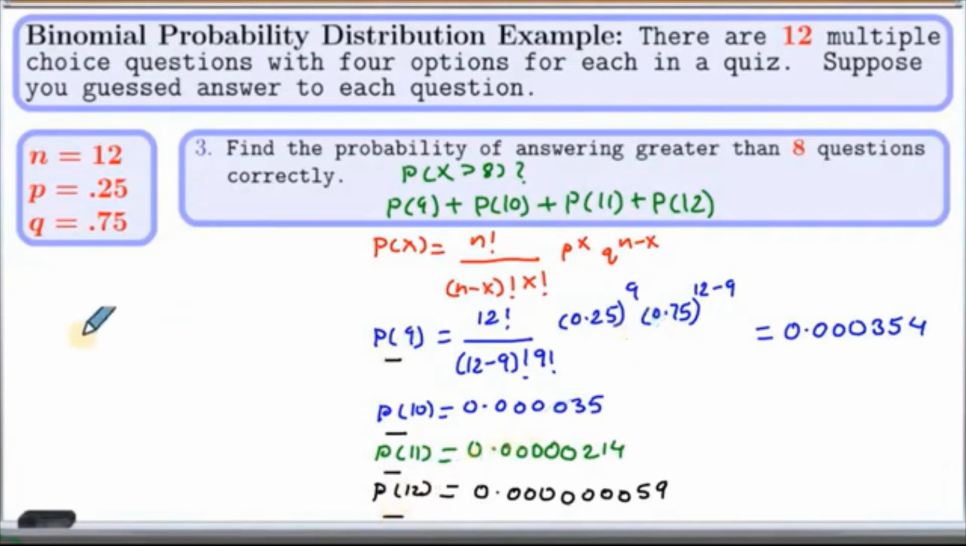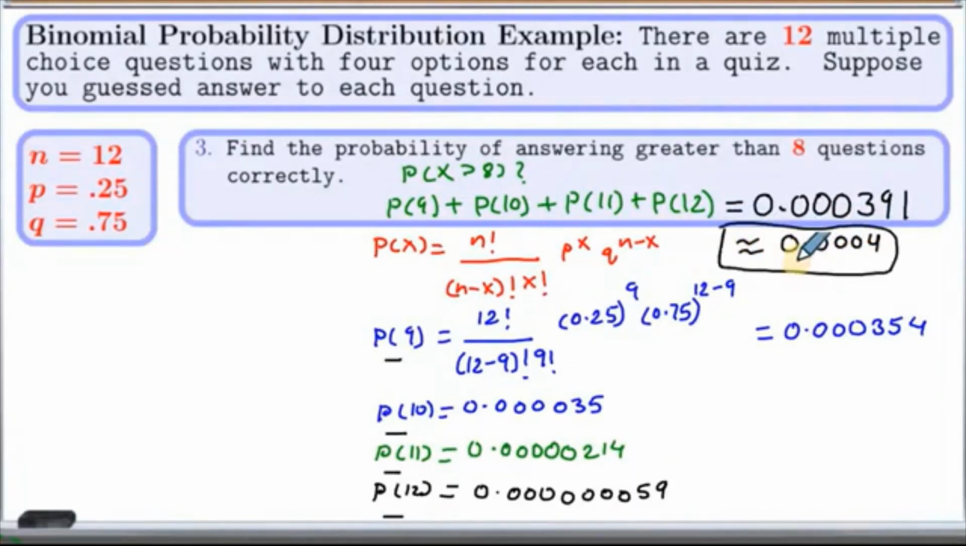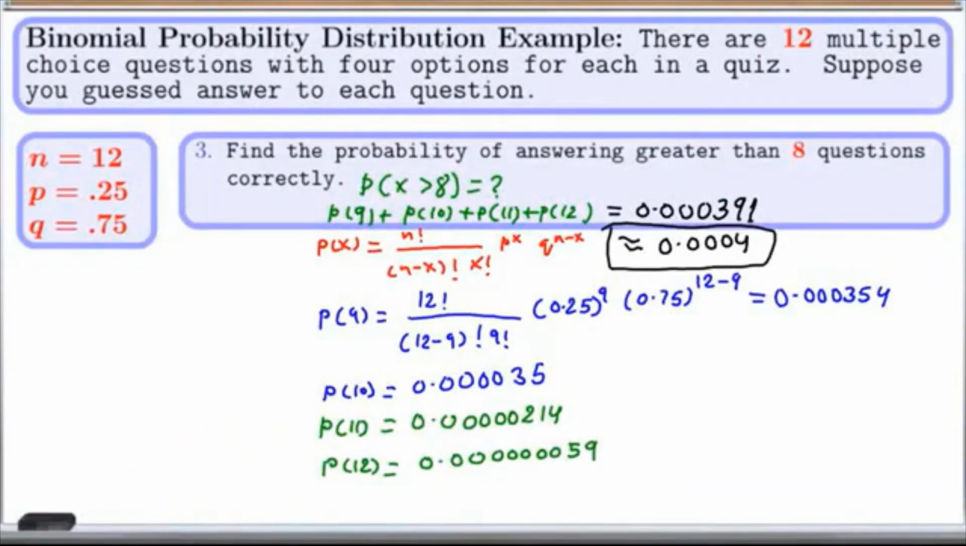So adding these probabilities, we get 0.000391, which is approximately equal to 0.0004. So this here is the probability of answering greater than 8 questions correctly. Now, let me show you how to find this probability in a calculator.